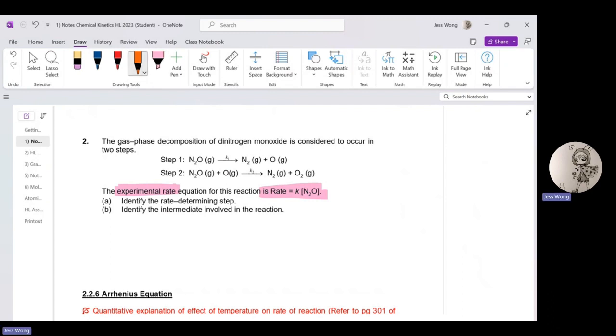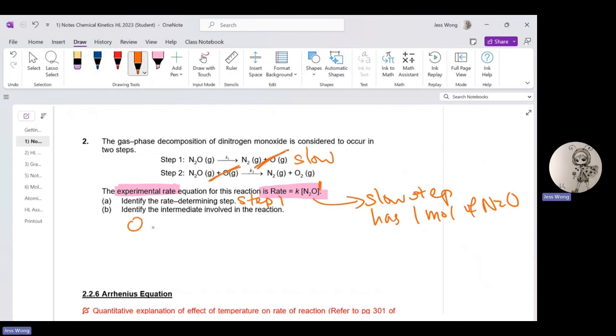It's quite obvious. It's telling us that the slow step has 1 mole of N2O because the order is 1. So 1 mole of N2O, which is step 1. Therefore, this step must be the slow step. So the rate determining step is step 1. And the intermediate is something that is formed and used up. If you look carefully, you will find that this is formed and used up. So the oxygen atom is the intermediate.